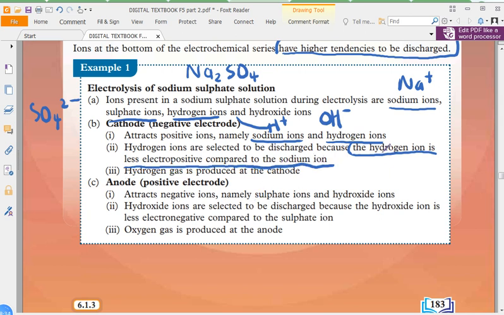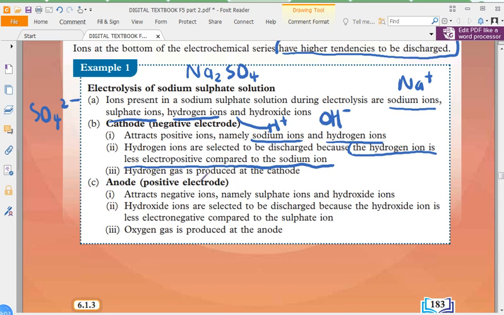Okay, which means now hydrogen ion is less electropositive. Okay, it is electropositive lah, meaning tendency to become positive ion is lower. Tendency to become positive ion is lower if compared to sodium ion. Hydrogen gas is produced at cathode. Okay, so next one, observe the electrode at anode.